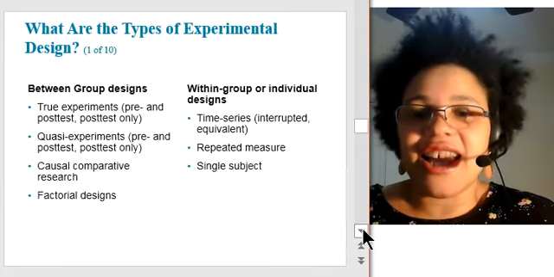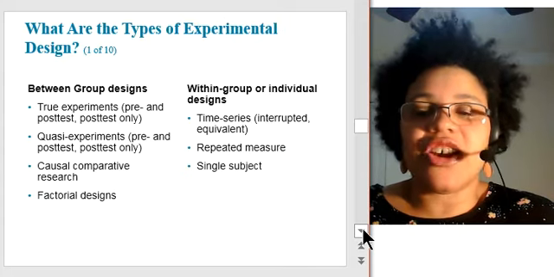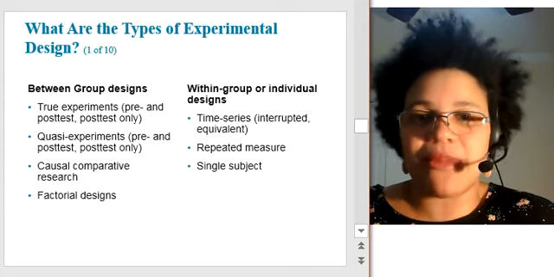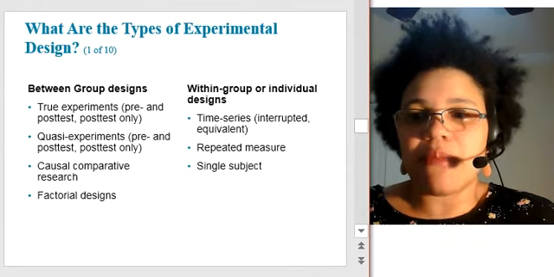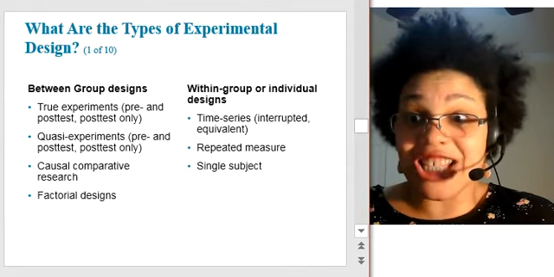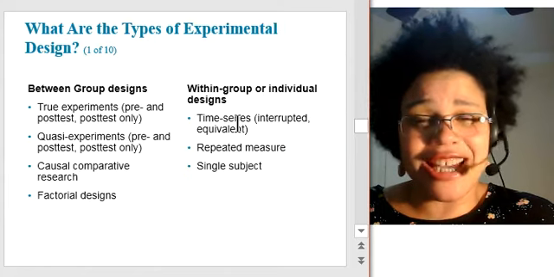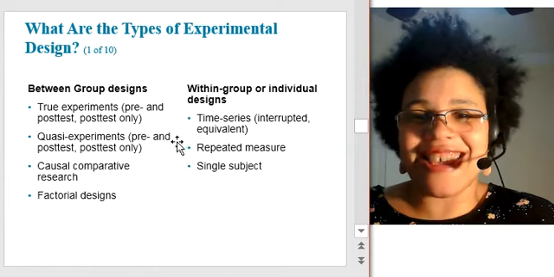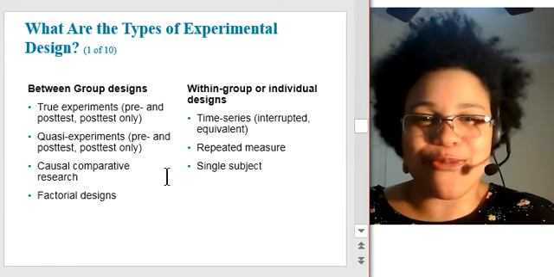Okay, so there are different types of experimental designs. But let's pause here, take a little break, have a little stretch, and come back and then talk about between group and within group designs.